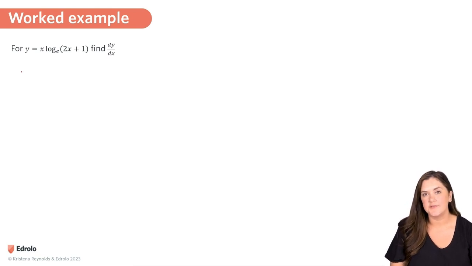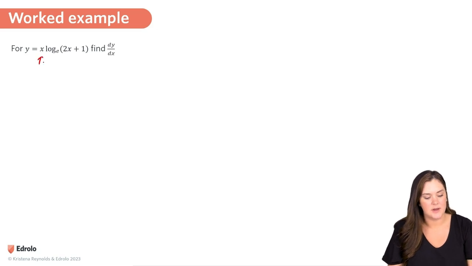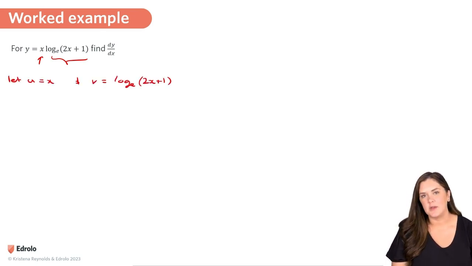So firstly, identify the two functions that are being multiplied together. So we've got x as the first one, and then all of this is the second one. So I'm going to let u equal x and v equal everything else. What I do now is differentiate them separately.